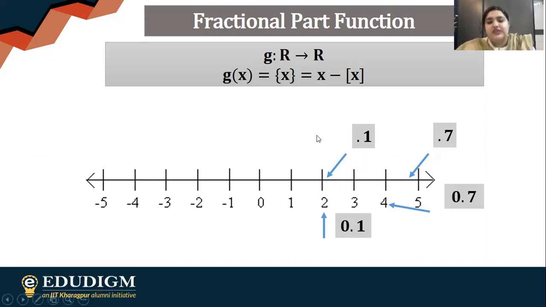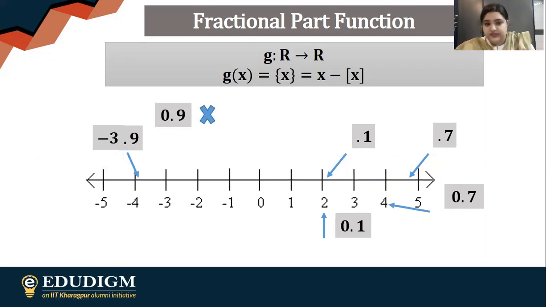But again, just like the previous one, be very careful about negative numbers. If you simply write this as 0.9, this is going to be absolutely wrong, because here the box is minus 4, and if you consider the difference, the correct answer would be 0.1.